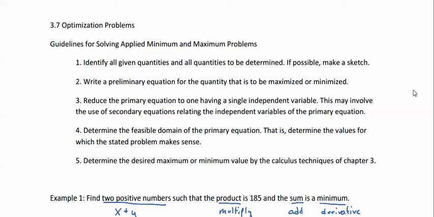Basically, applied means we're going to look at word problems. Everybody wants to know, how does math relate to my life? Word problems are how they relate. So here we go.